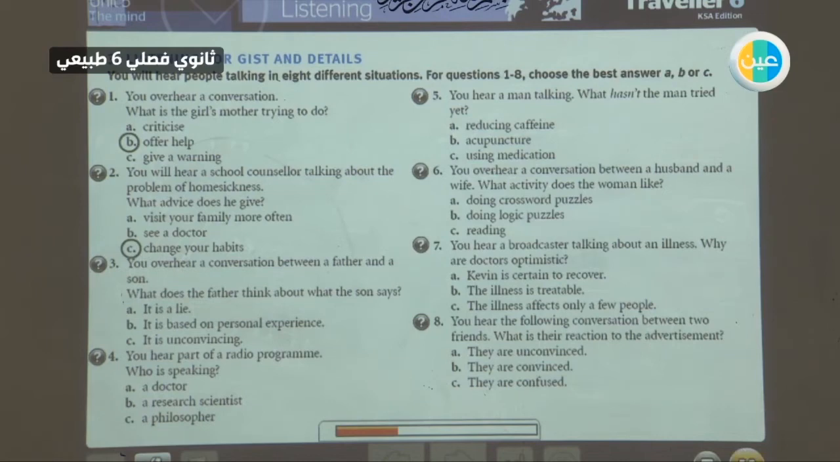You overhear a conversation between a father and a son. What does the father think about what the son says? A. It is a lie. B. It is based on personal experience. C. It is unconvincing.